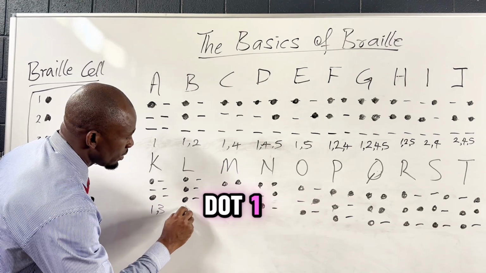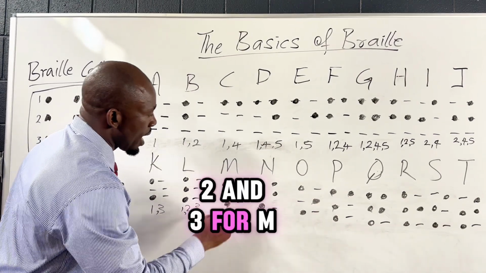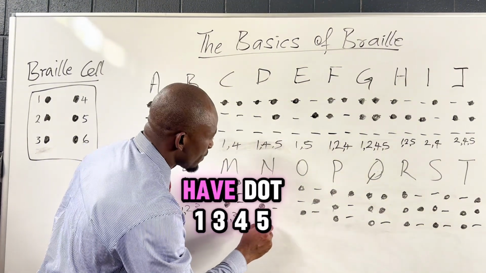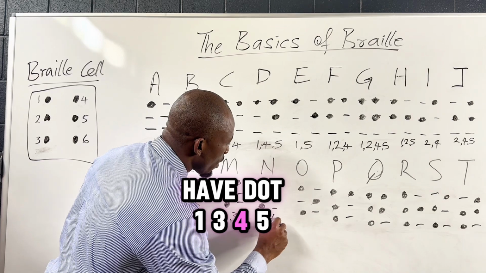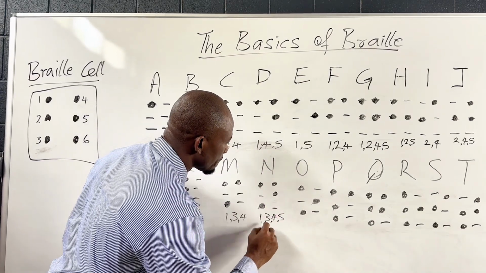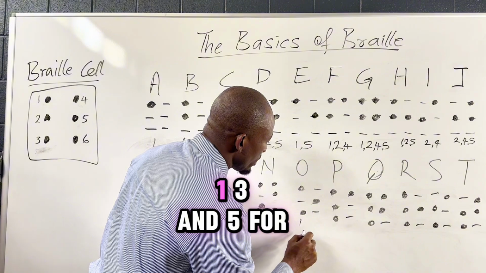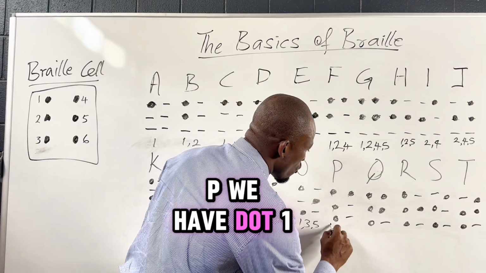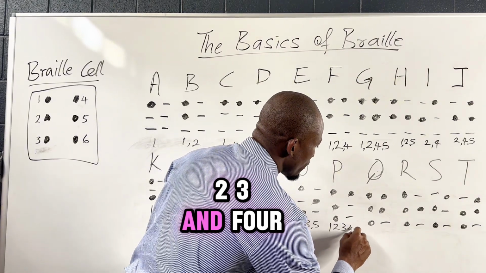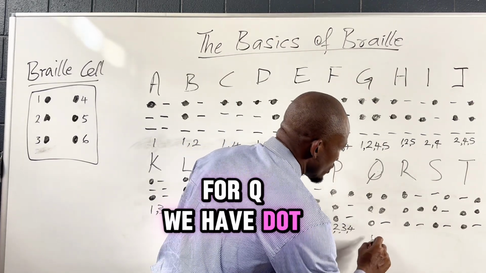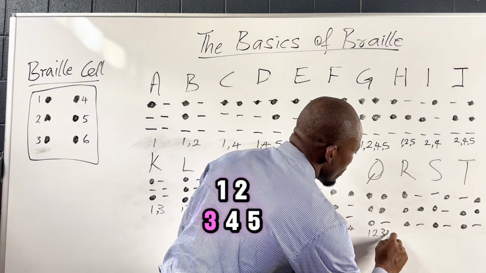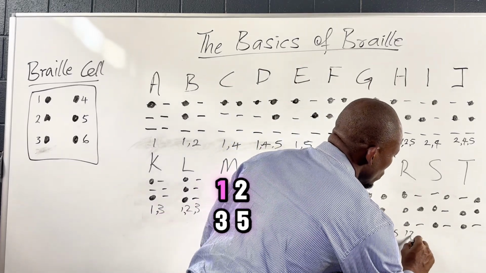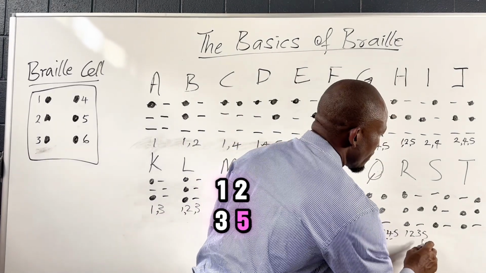For L, we have dot 1, 2, and 3. For M, we have dot 1, 3, and 4. For N, we have dot 1, 3, 4, 5. For O, we have dot 1, 3, and 5. For P, we have dot 1, 2, 3, and 4. For Q, we have dot 1, 2, 3, 4, 5. For R, we have dot 1, 2, 3, 5.